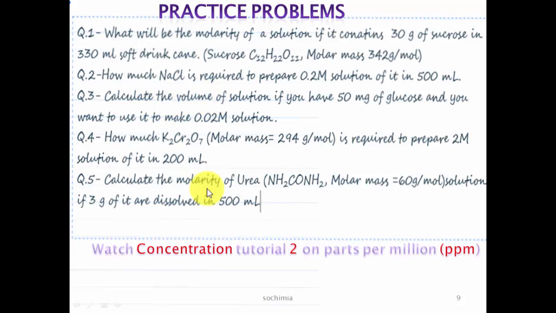Okay. Molarity of urea solution. This is the compound, the molecular mass is given, and 3 gram of urea, the mass of solute in grams, is dissolved in 500 ml. So you have the volume of solution in ml, so you will use the formula to calculate molarity where the volume of solution is given in ml.